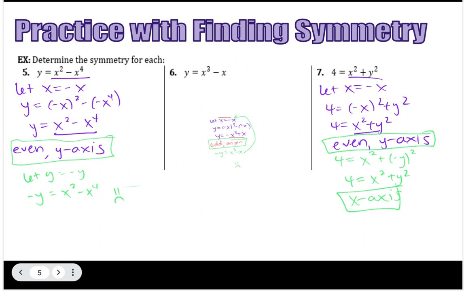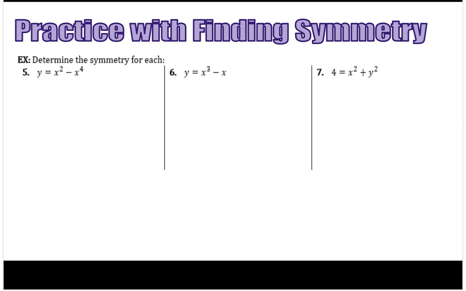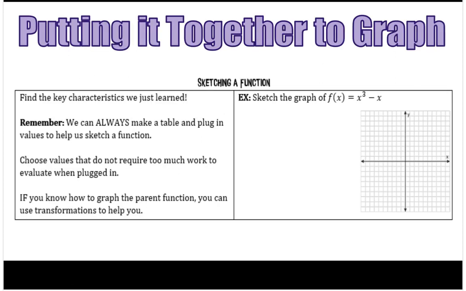So now that we've spent some time talking about how we find intercepts and how we find symmetry, let's tie this together and see how those things help us create a graph. Okay, so here we have a function that looks very similar to the functions that we just looked at. So we're going to start by finding those key characteristics and using them to graph. And then we may need to make a table to find another point or two to help us really be able to sketch out that graph well.